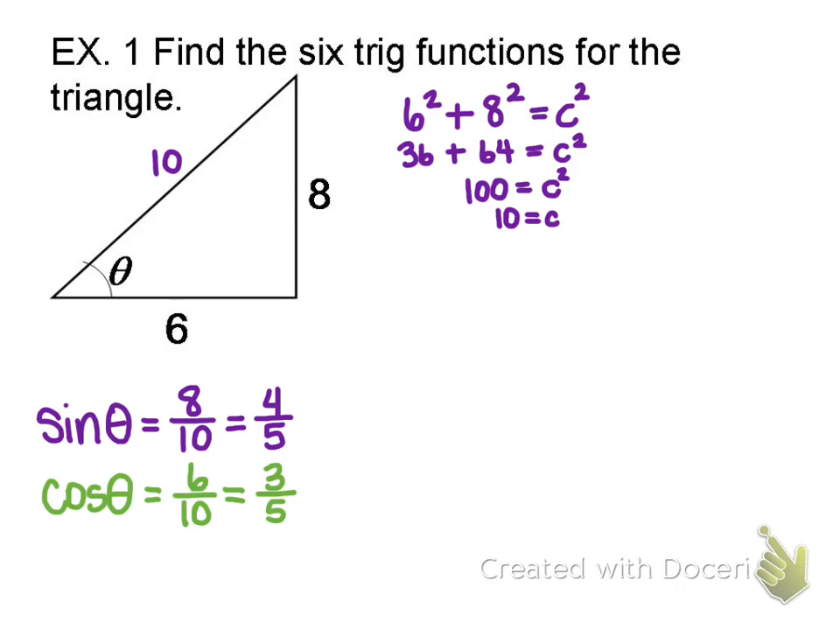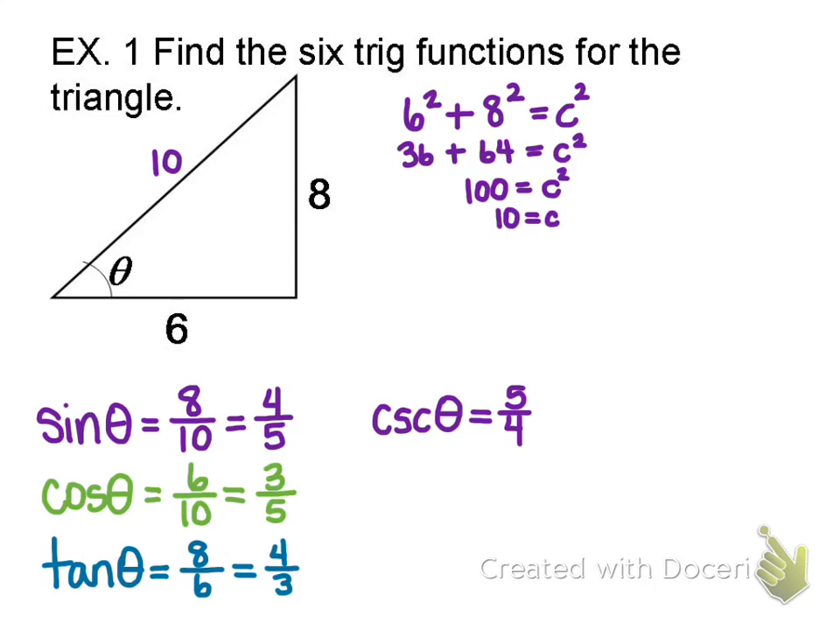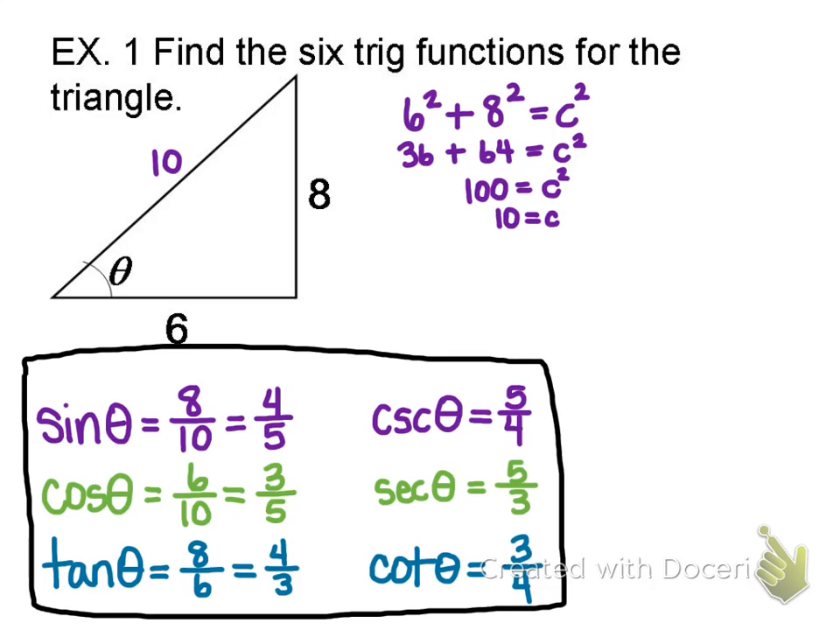And then next we'll have the tangent of our triangle. Tangent is going to be opposite over adjacent, which is 8 over 6, which reduces to 4 over 3. Okay, now we can take those 3 trig ratios and we can find their reciprocals just by flipping them over. The reciprocal of sine is cosecant, so cosecant will be 5 over 4. The reciprocal of cosine is secant. Its reciprocal will be 5 over 3. And then the reciprocal of tangent is cotangent, which will be 3 over 4. So those are the 6 trig ratios that they were looking for in this right triangle.